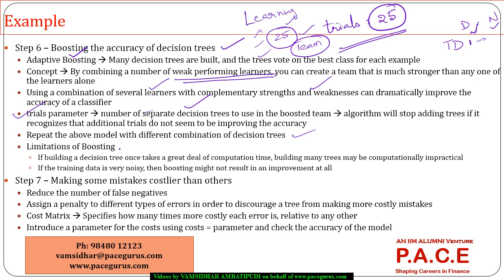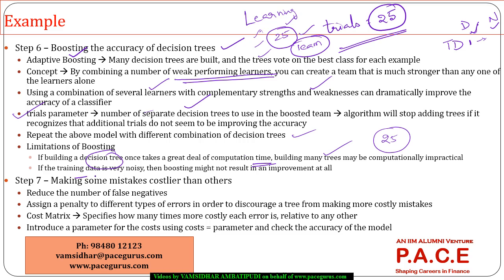Now, if building the decision tree itself takes a good amount of computation time, and I am asking it to build 25 different trees, then if one tree itself takes a lot of time to build, having to build 25 or 100 different trees becomes intensive in computation time, and computational impracticality can very well happen. So that's one limitation that I need to be very aware of.